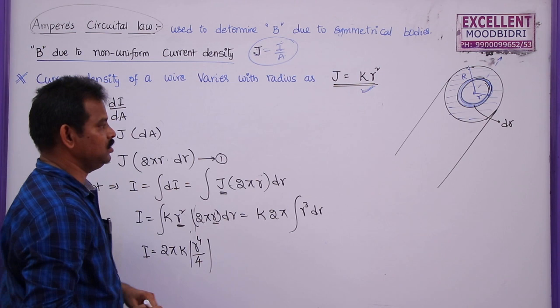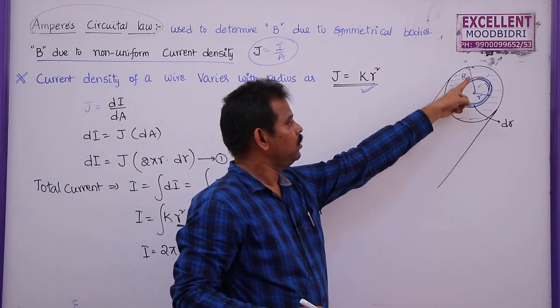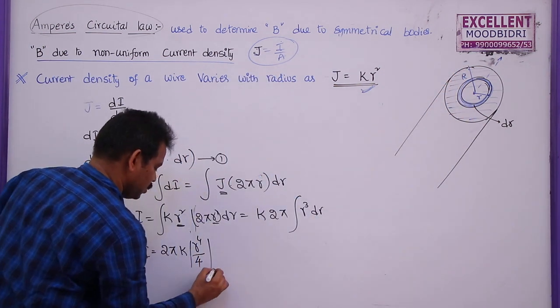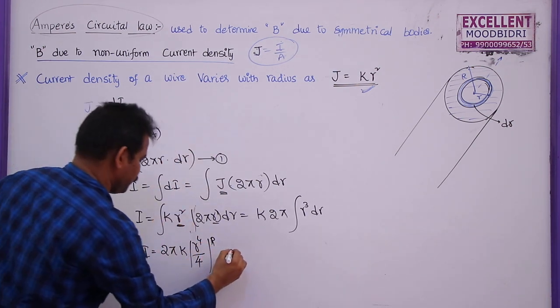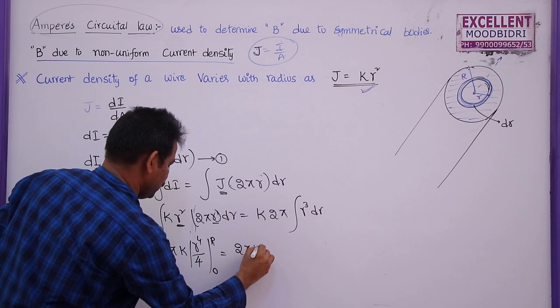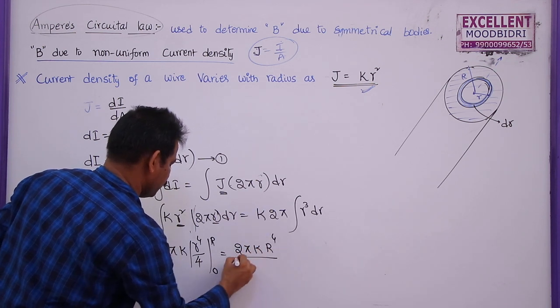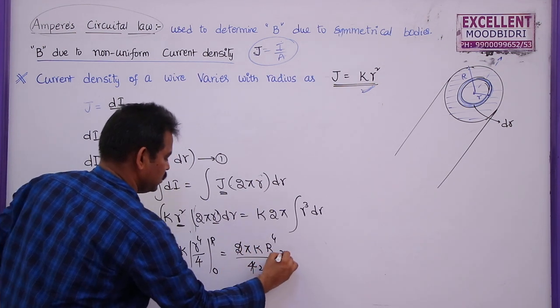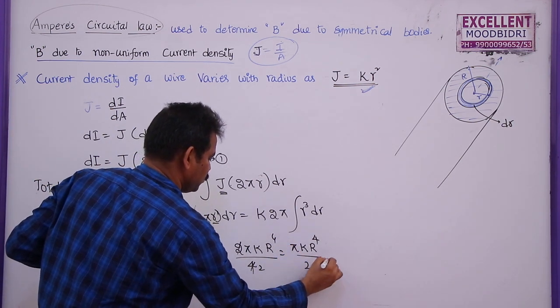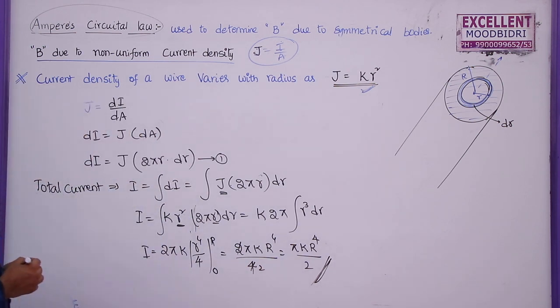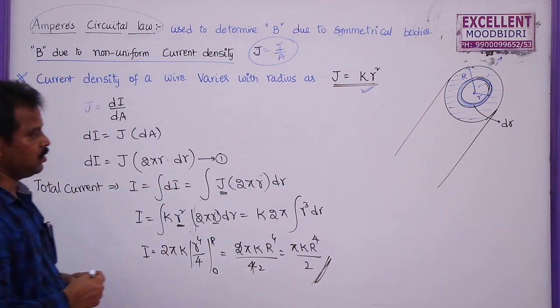What are the limits here? The minimum value of R is 0, and the maximum value is capital R, so you can write 0 to R. So the total current flowing through this wire is 2 pi K R to the power 4 by 4. This gets cancelled, so it is pi K R to the power 4 by 2. This is the total current passing through this wire.